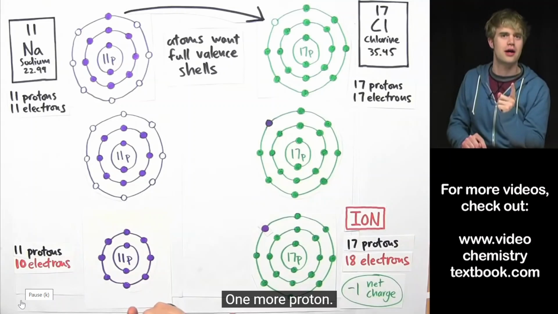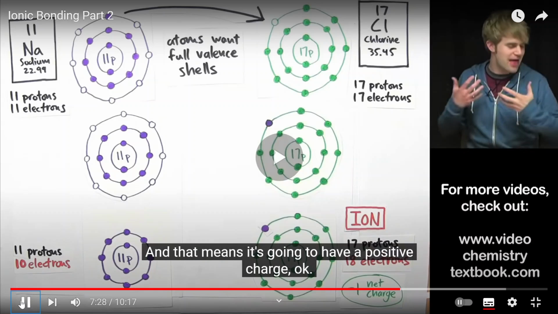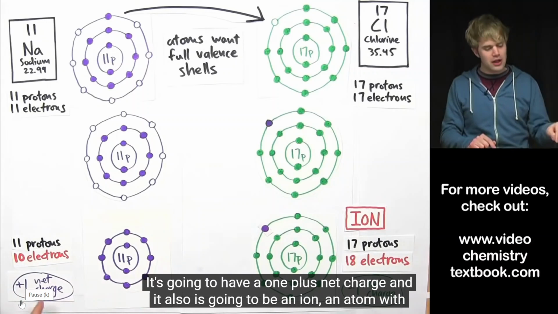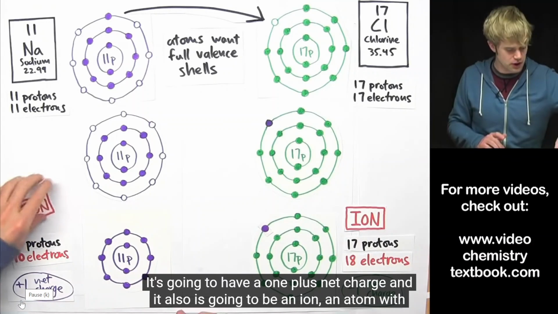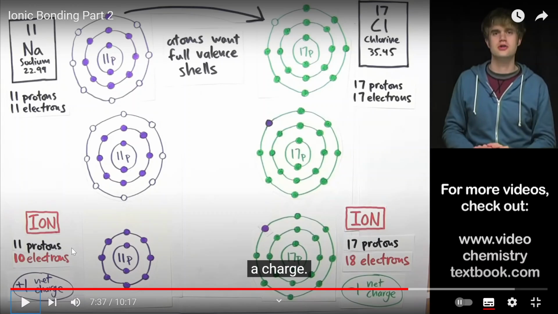It has one more proton than electron. So what's its overall charge? Positive 1. And that means it's going to have a positive charge, okay? It's going to have a 1+ net charge, and it also is going to be an ion, an atom with a charge. Okay, so we have our 11 protons, 10 electrons, and a +1 net charge.